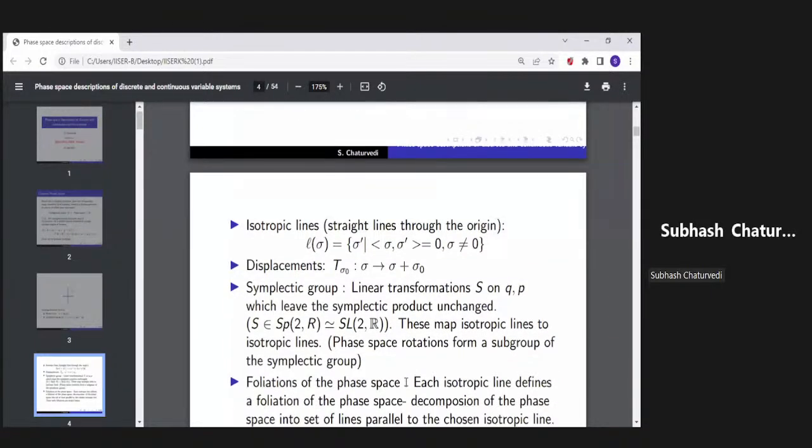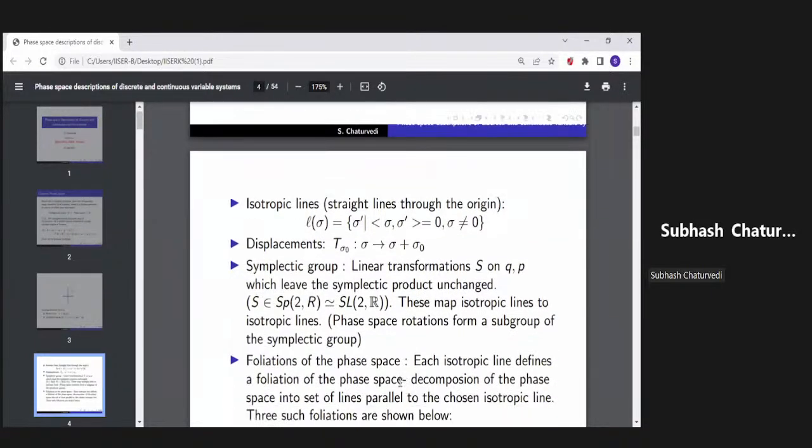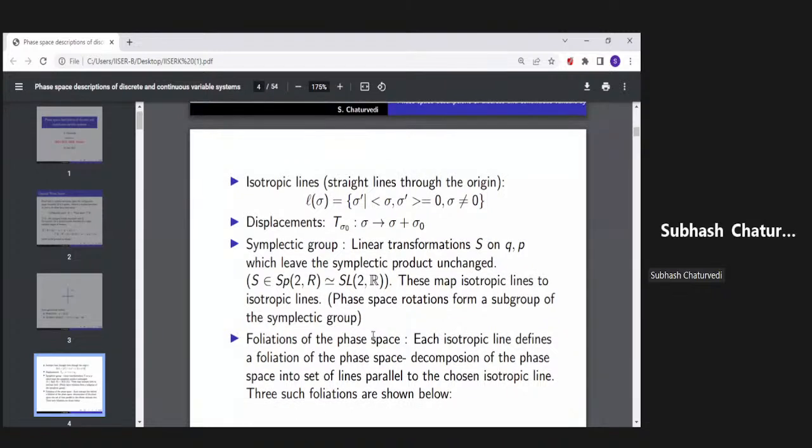Isotropic lines. In the two-dimensional case, that is where the phase space is two-dimensional, this group is called SP(2,R) and is exactly the same as SL(2,R), which is 2 by 2 real matrices with determinant equal to +1. Another notion that we would use very often later on, particularly when we move on to discrete phase spaces, is the notion of a foliation of the phase space.